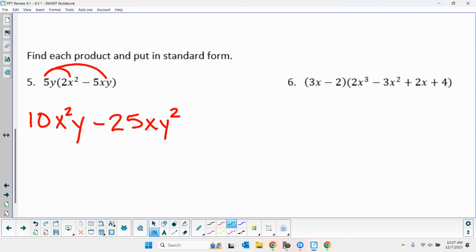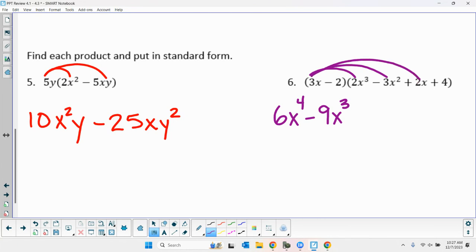Okay. Any questions on number 5? All right, number 6. I'm going to take the 3x times 2x cubed, and that's 6x to the 4. I have 1x and 3x's. You're adding the exponents, right? Then I'm going to go 3x times negative 3x squared is negative 9x cubed.